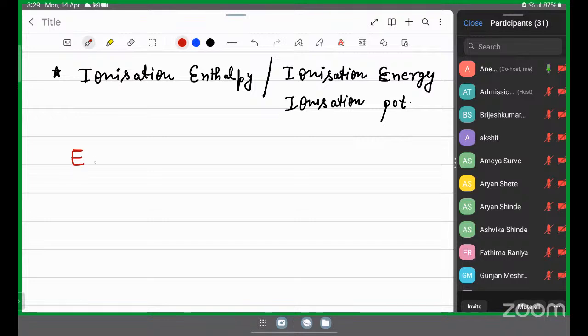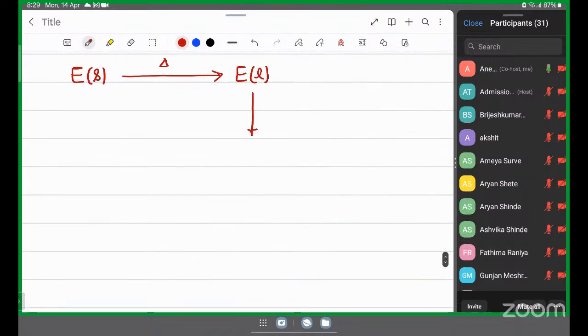So first case, element is in solid phase. I will supply some amount of heat energy to it and it will be converted into liquid phase. Again, I will supply some amount of energy to it. It will be converted into gaseous phase. Now we know that in gaseous state, atoms are far from each other. This is the characteristic property of gaseous state. In gaseous state, atoms have negligible interaction or they do not interact with each other.